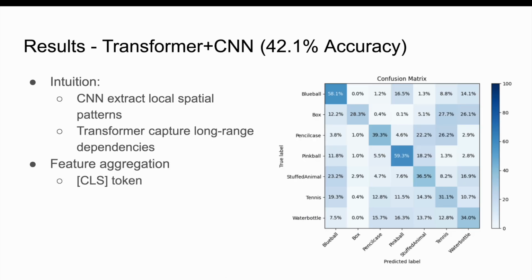To further enhance the model, we add transformer encoder layers after the CNN layers. The intuition is that after the CNN extracts the local spatial patterns, transformers can hopefully capture the long-range dependencies. The best feature aggregation we use is the classification token method, which is better than min pooling and max pooling.